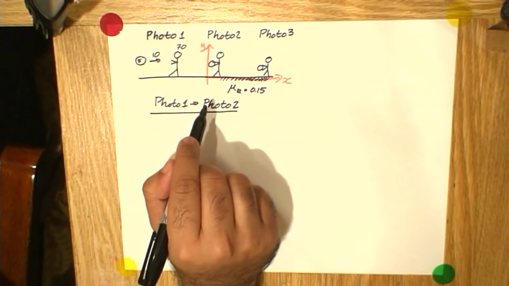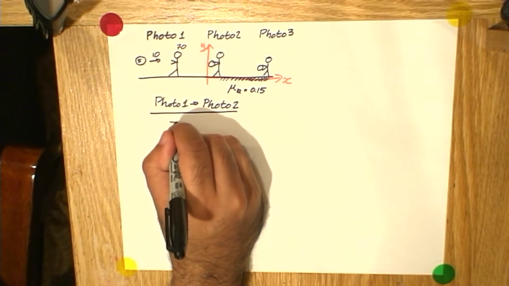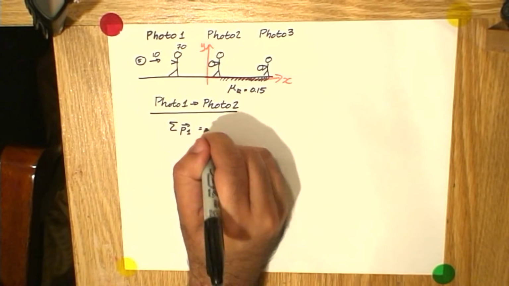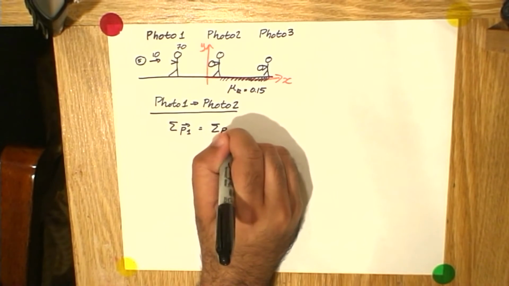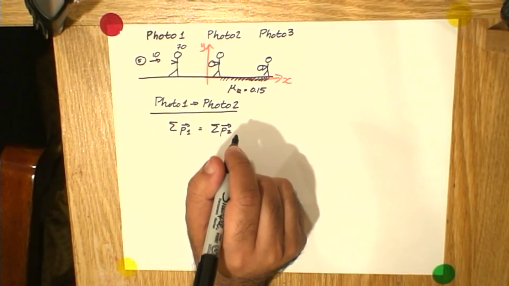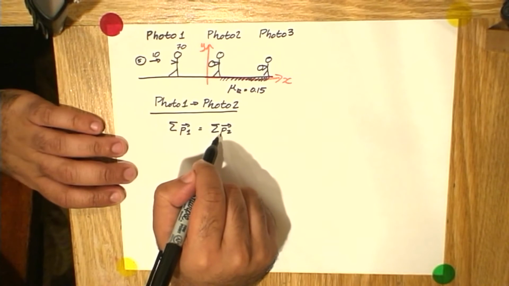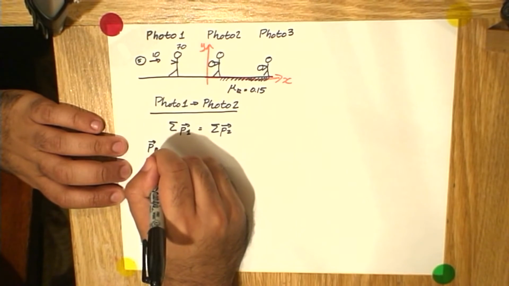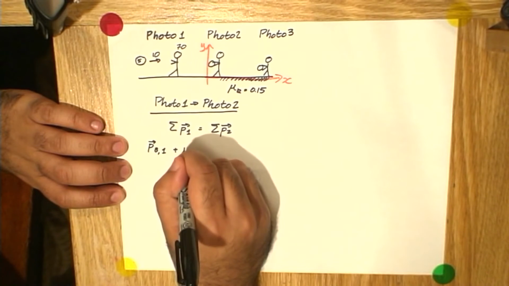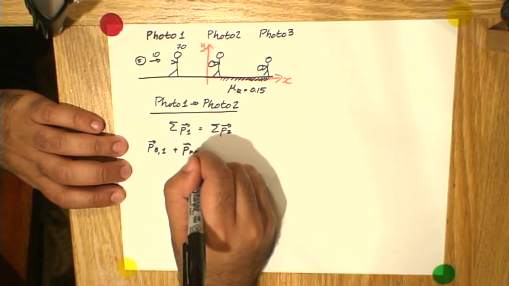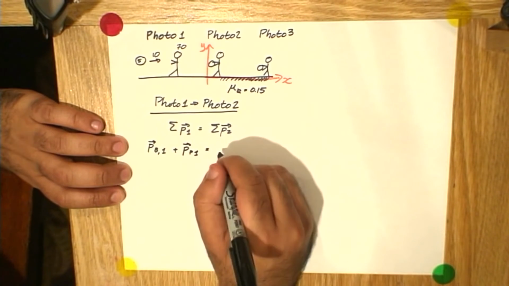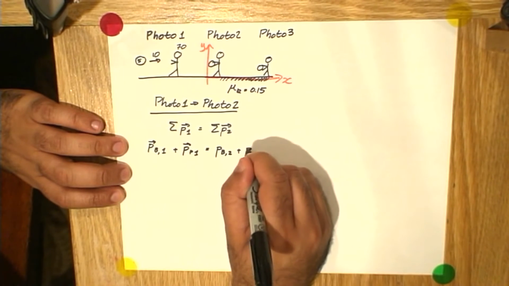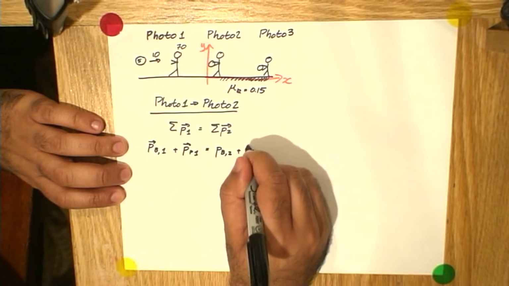So, photo 1 to photo 2. The total momentum of photo 1 equals the total momentum in photo 2. Let us expand this information out. The momentum of the ball in photo 1 plus the momentum of the person in photo 1 is equal to the momentum of the ball in photo 2 plus the momentum of the person in photo 2.